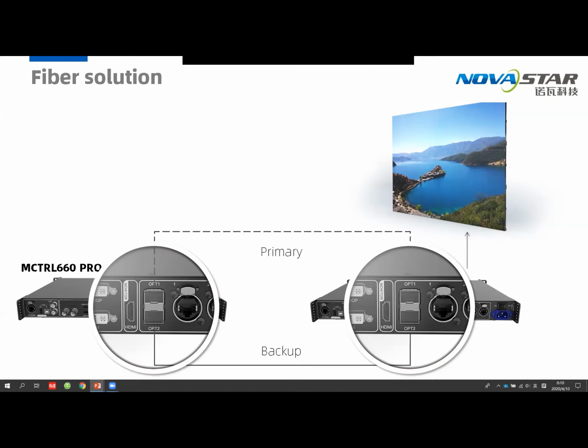And we can directly use 2 pieces of M-Control 660 Pro. The first one we use as a sending card, and the second one we use as a fiber converter. Between those two, if you use single link, single mode, the distance can be up to 15 kilometers.